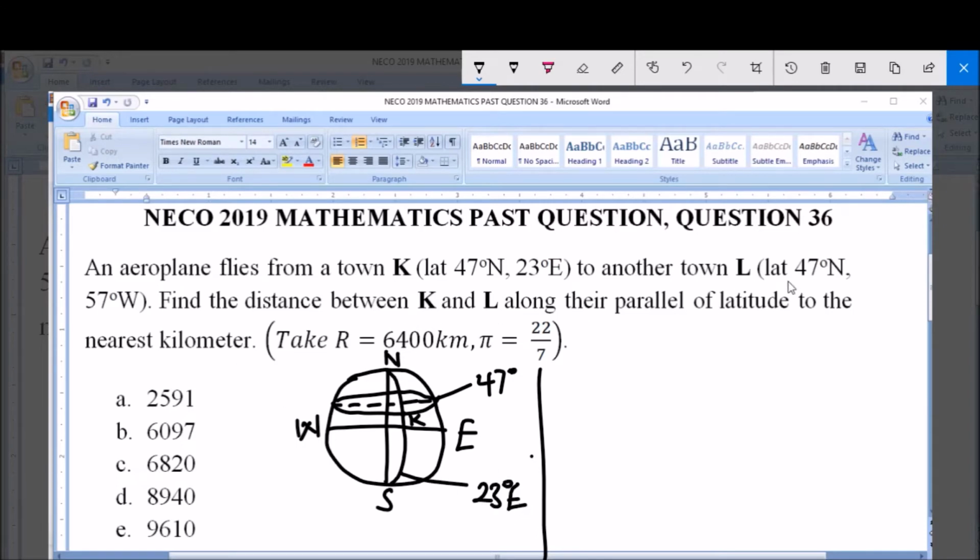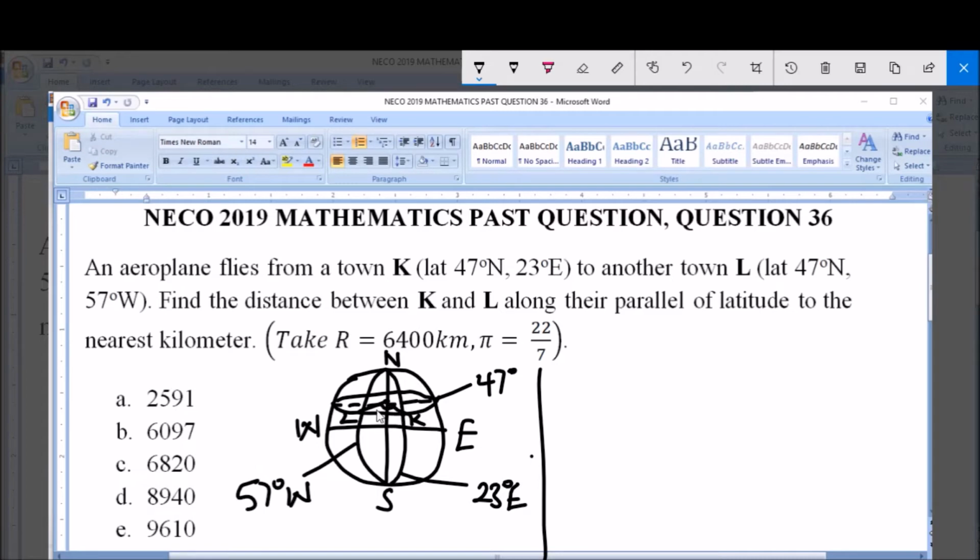Now we have another town L. Town L is at the same latitude, with longitude 57 degrees west. So it will be here on the west side, 57 degrees west. This is town L. Now it says find the distance between town K and town L.